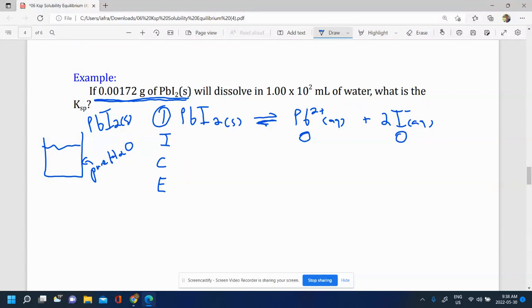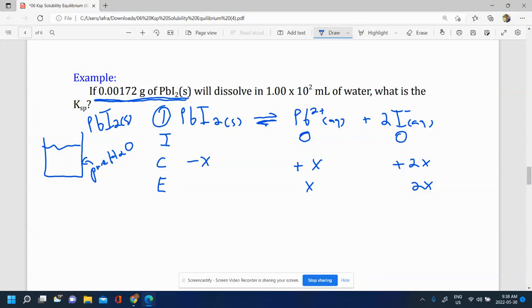And you can treat this like you would any ICE table based on the molar coefficients. We know that over time, you're going to get plus x over here and plus 2x over here. And at equilibrium, you'll have x and 2x. And then over here, of course, you're going to have minus x.